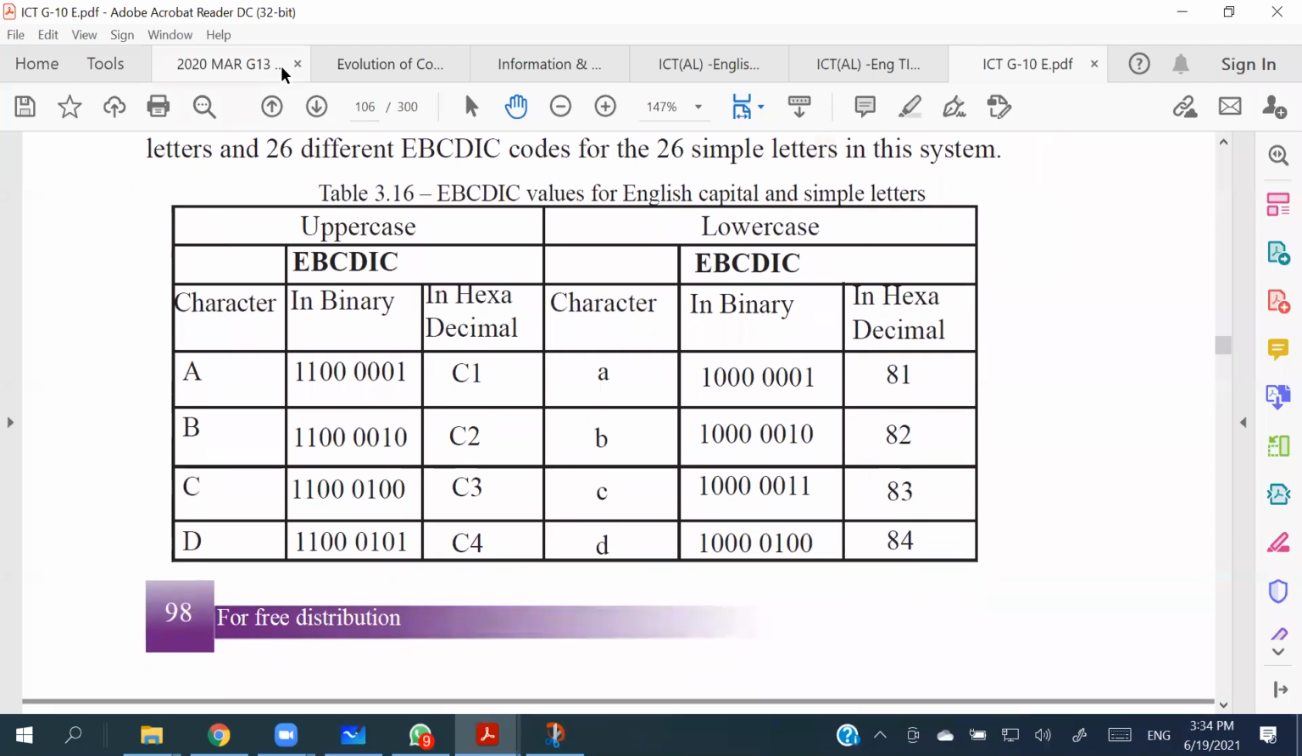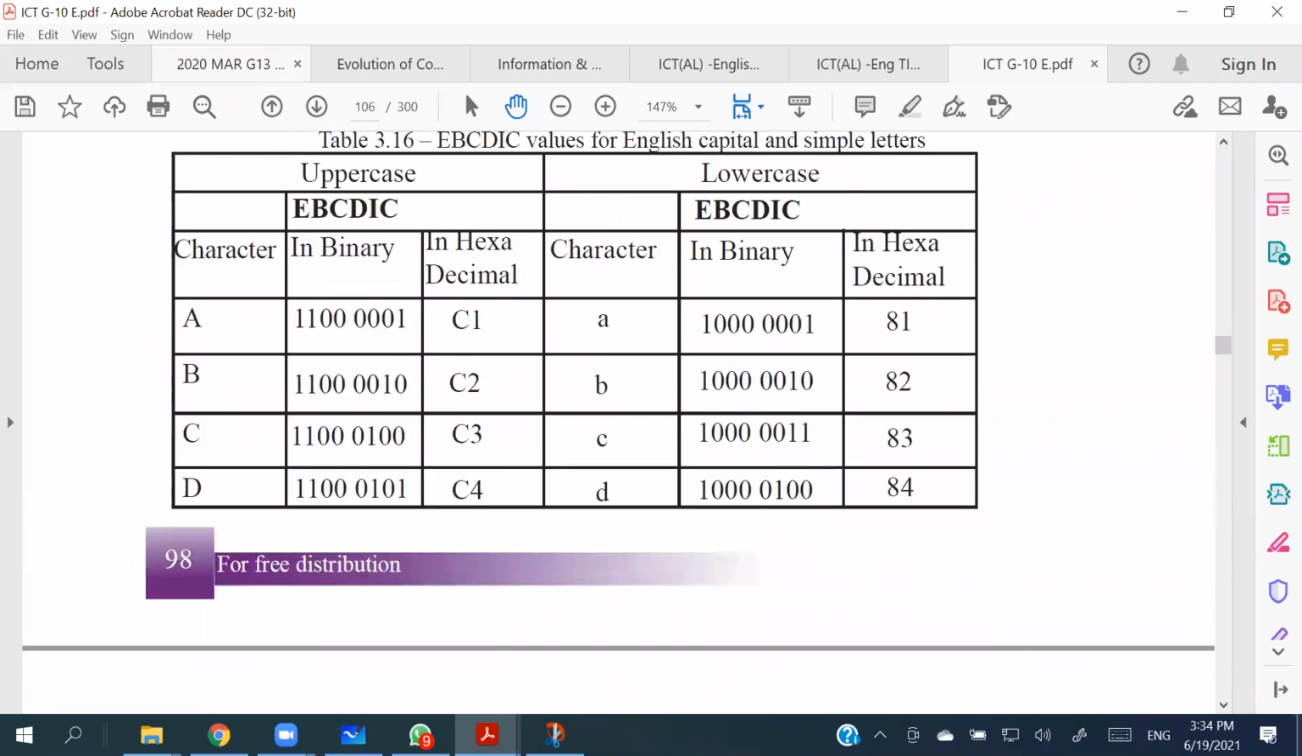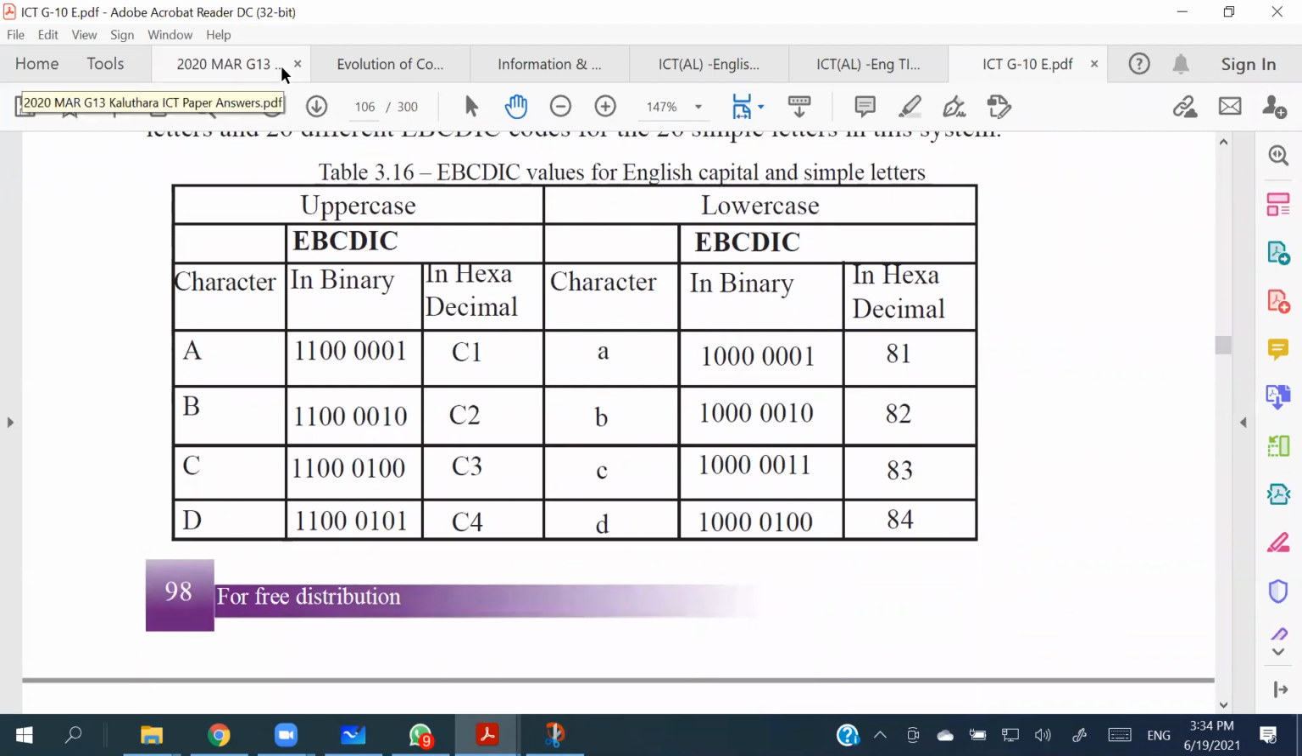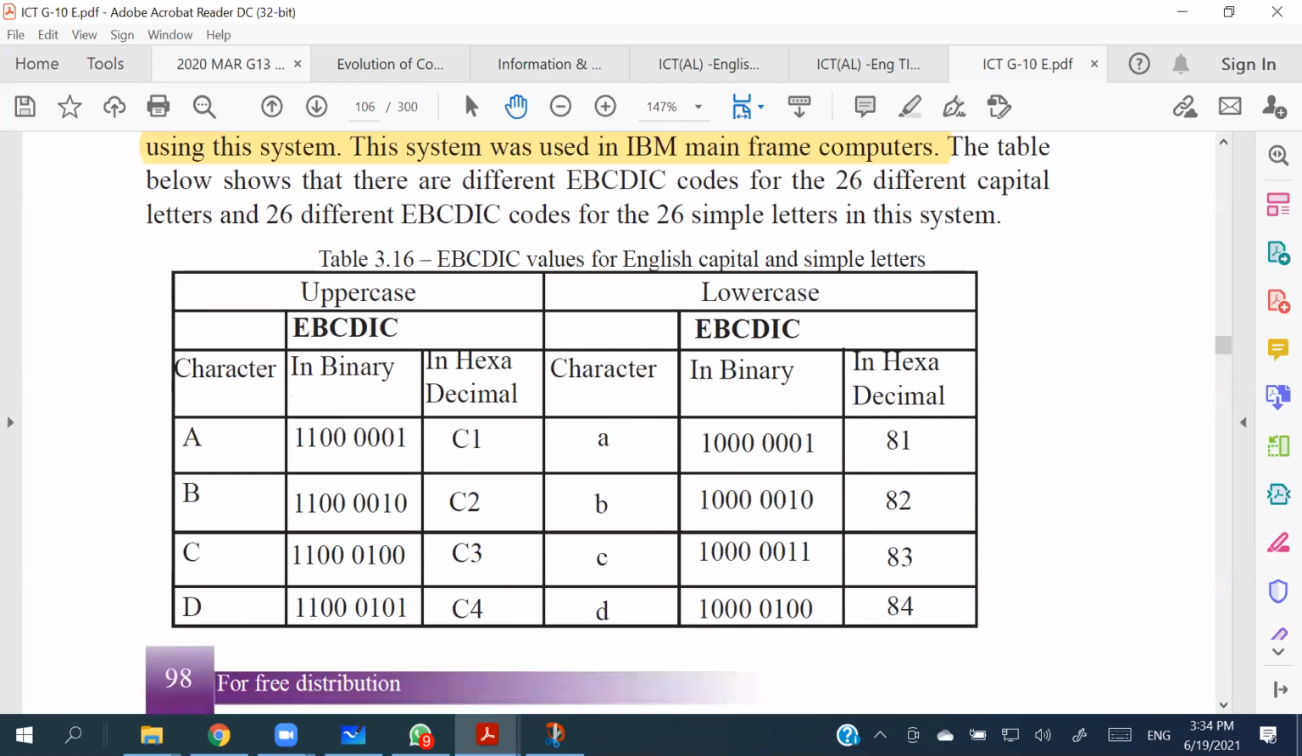And here, this table shows you the different values for capital letters and simple letters in EBCDIC, which we don't need to worry about, like it goes the same way as the ASCII shows, right? But they are not very adjacent. There are gaps, so you will calculate them the way we did earlier for ASCII, right?